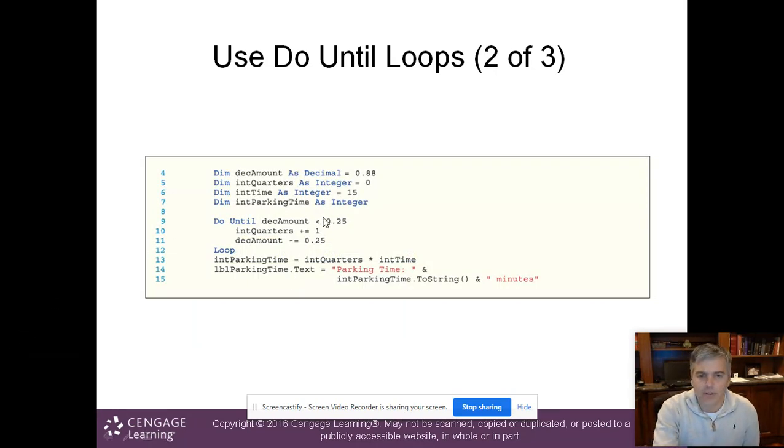So here's an example. What are we doing in this example? We're using parking time and quarters. So do until decimount is less than 25, in quarters plus 1. Oh, so we're adding quarters to a parking meter for this one and determining the number of minutes. So do until decimount is less than 25, add quarters, and we subtract our quarters from the application for parking time.